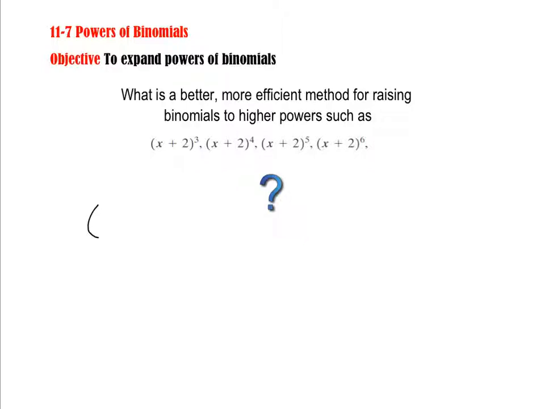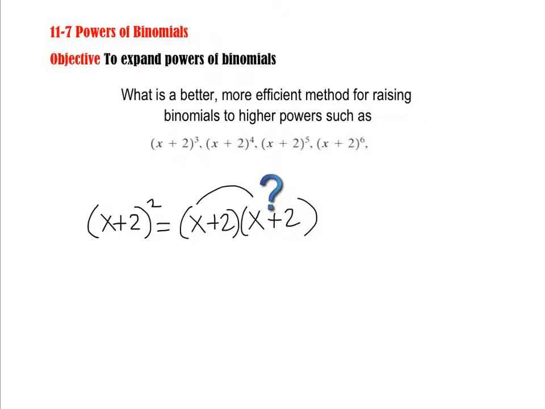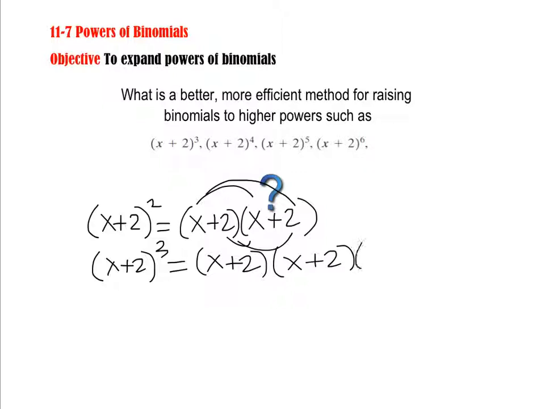So we knew if we took something like x plus 2 squared, we would just take x plus 2 times x plus 2 and do all of our distribution. So first, outsides, inners, and last. If we had something like x plus 2 cubed, we'd have x plus 2 times x plus 2 times x plus 2. Again, we would have to do a lot of distribution and combining of like terms.